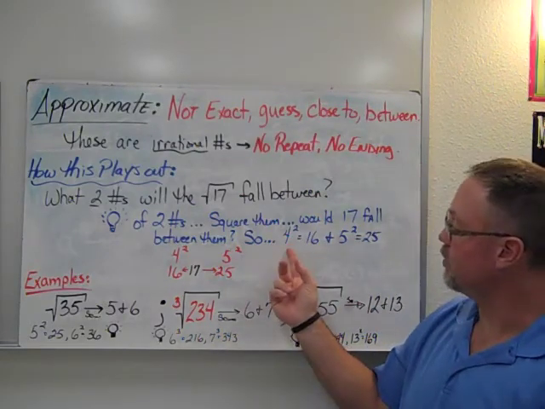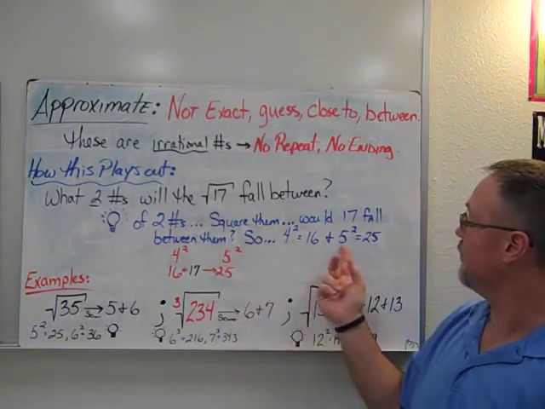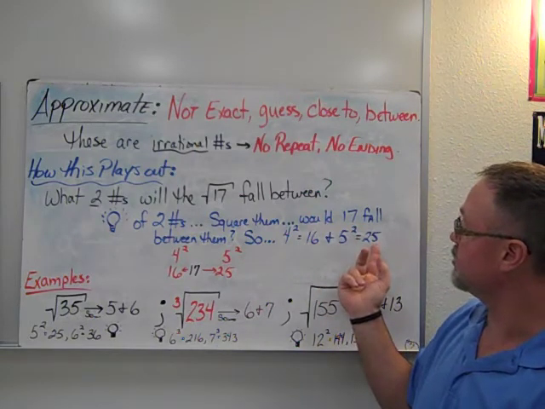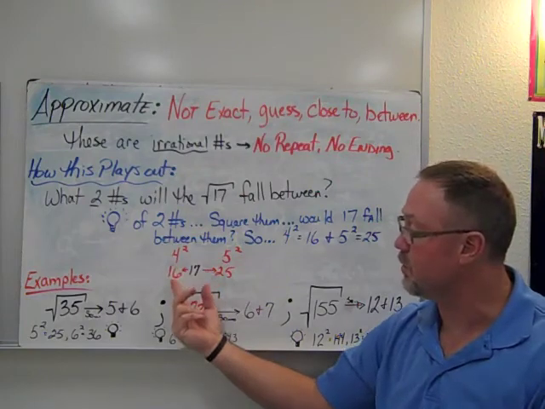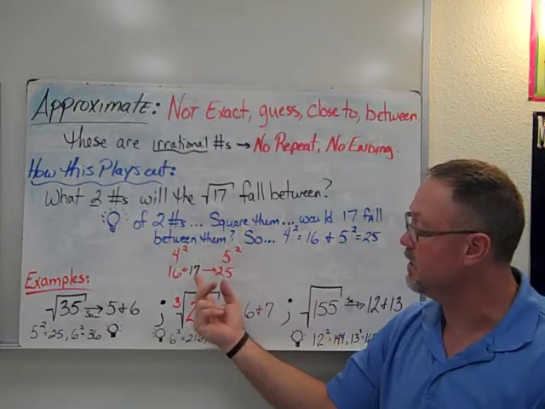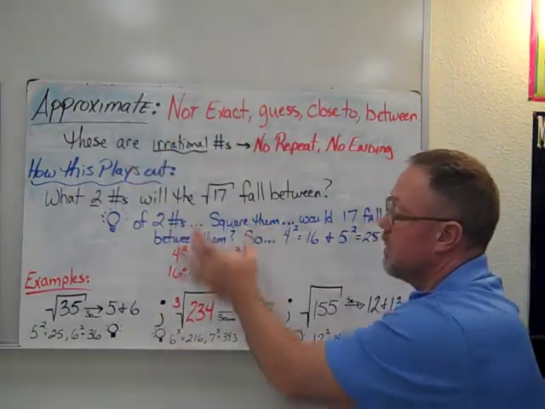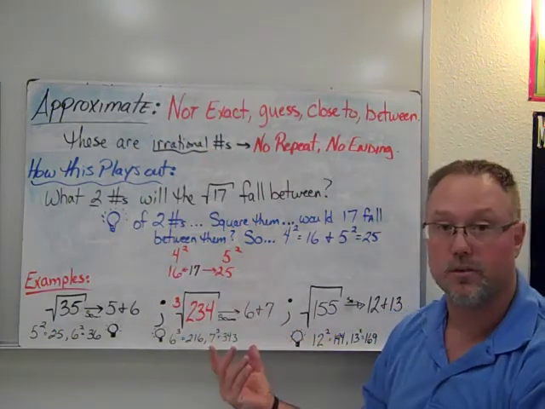So if I take 4 squared, I get 16. That's less than 17. And 5 squared, which is the next number in series, that's 25. Well, 17 fits in between. So it's 4 squared is 16, 5 squared is 25. Our 17 fits in between. So the answer of the approximate would be it's between 4 and 5. And that's what we're looking for.